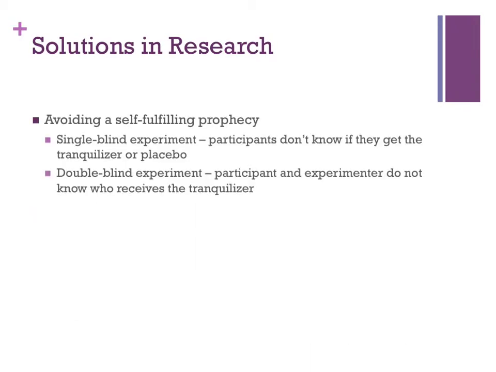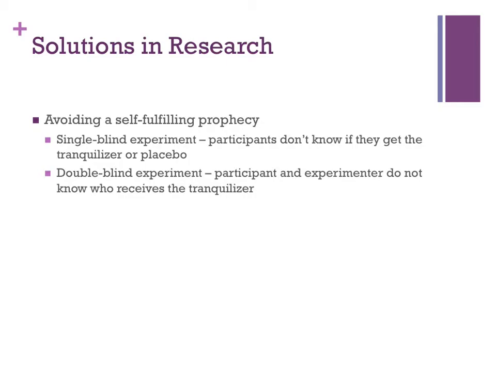Solutions in research. How do we get away from that self-fulfilling prophecy? Usually you can do it one of two ways. You can either do a single blind experiment where the researchers know who was given, let's say, the placebo, like the sugar pill, and who was actually given the pill that could cause side effects. The participants, however, in that situation don't know.